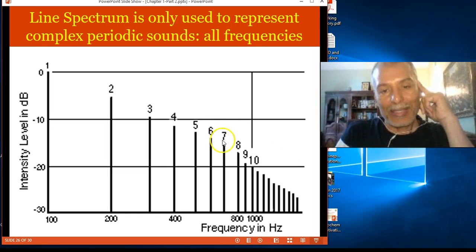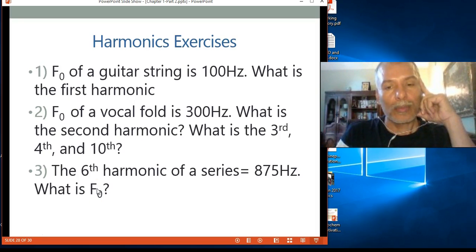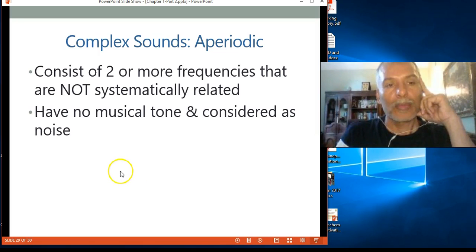So if the sixth harmonic, which is under 7 here, you write 875. You divide 875 by 1, 2, 3, 4, 5, 6, 7, and then you'll be able to figure out the first harmonic. I mean, figure out the fundamental frequency.